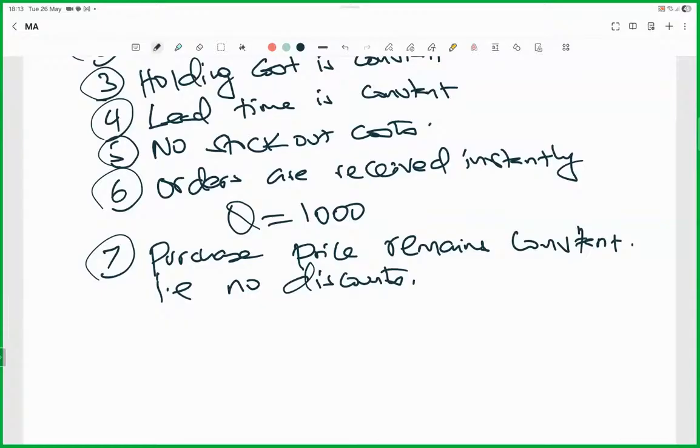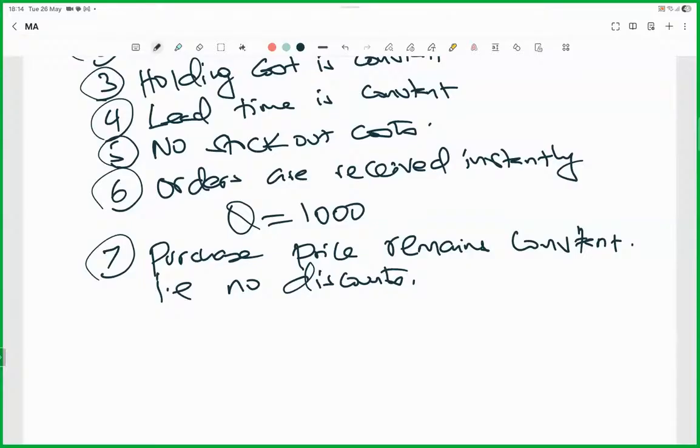Now, ladies and gentlemen, in our last class, I showed you how to derive the EOQ formula. Do you remember that? Of course, nobody will ever ask you to derive. Most importantly, we must remember that at EOQ, ordering cost equals holding cost.